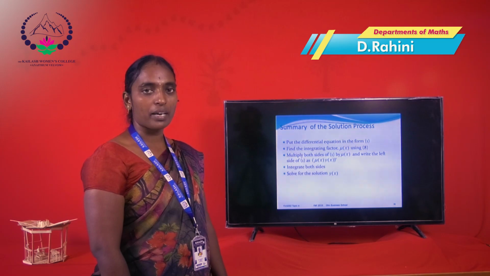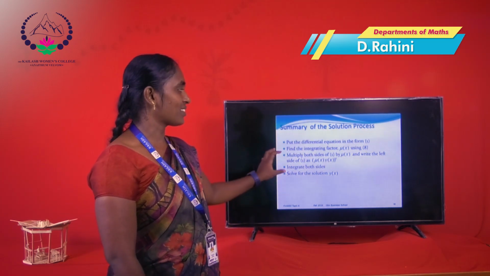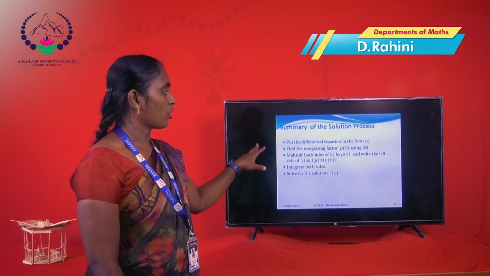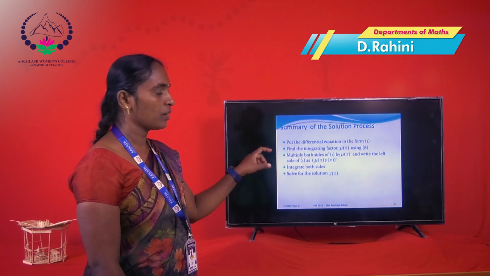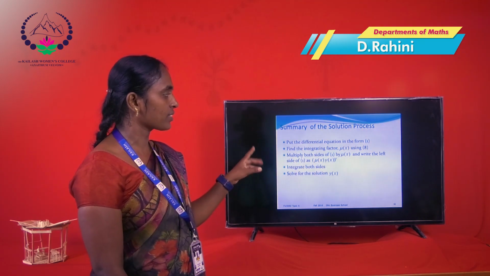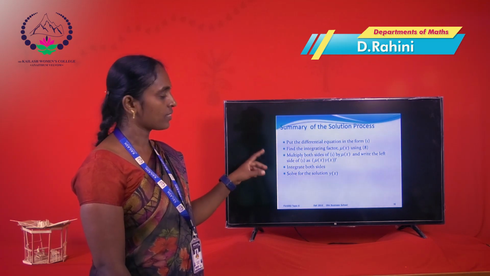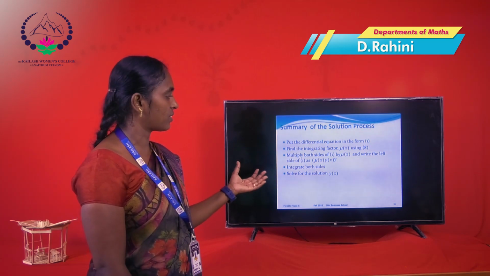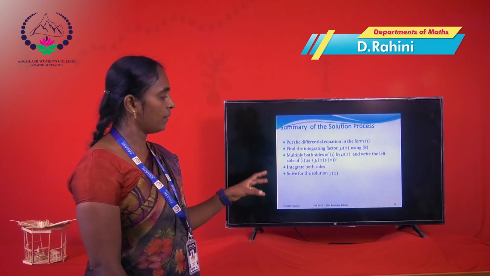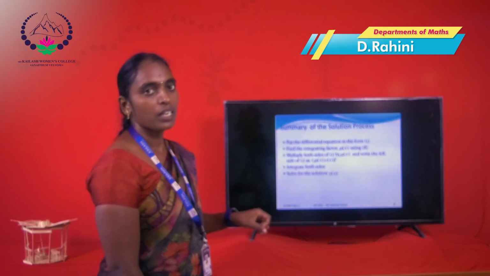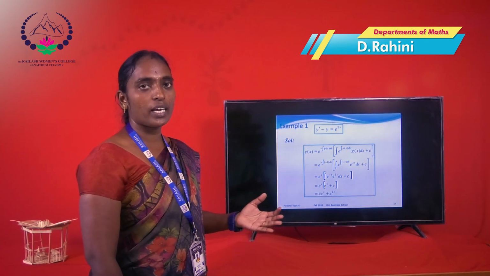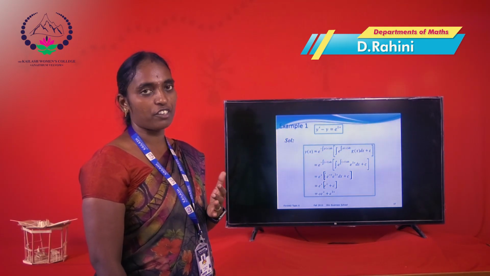Let me summarize the solution process. The first step is to put the differential equation in the form 1. Next, find the integrating factor μ(x) using 8. Multiply both sides by μ(x) and write the left side of 1 as (μ(x)y(x))'. The last step is to integrate both sides and solve for the solution y(x).